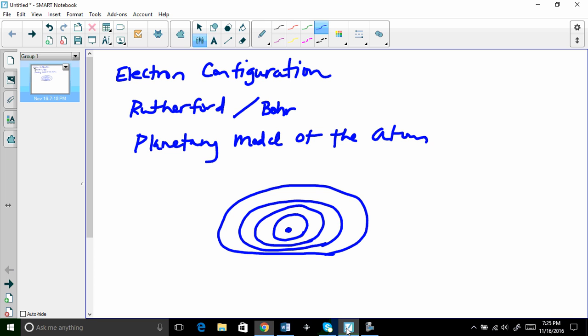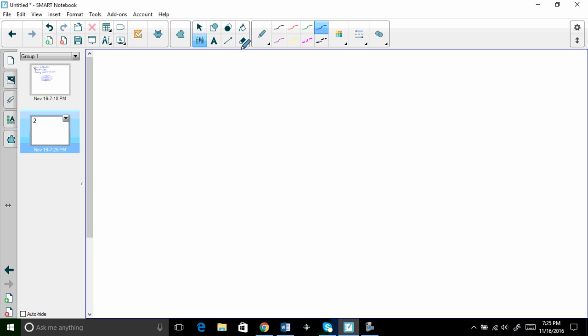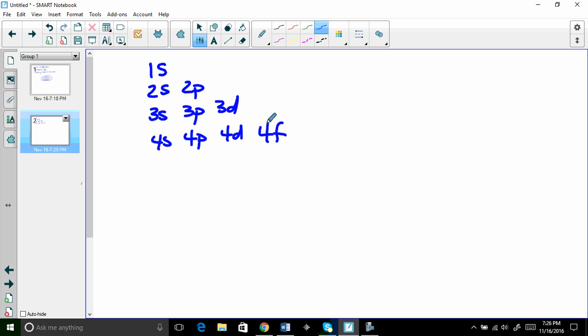So I'm going to go here and I'm going to open up a new slide. I'm going to generate this. You do not have to generate this. So we go 1s and then 2s, 2p, and then 3s, 3p, 3d. This is what I want you to notice. This is the first row. This is the second row. This is the third row. This is the S column. This is the P column. This is the D column. And then we have 4s, 4p, 4d, 4f. So 1, 2, 3, 4, and then it goes 4, 3, 2. This is all we know so far.